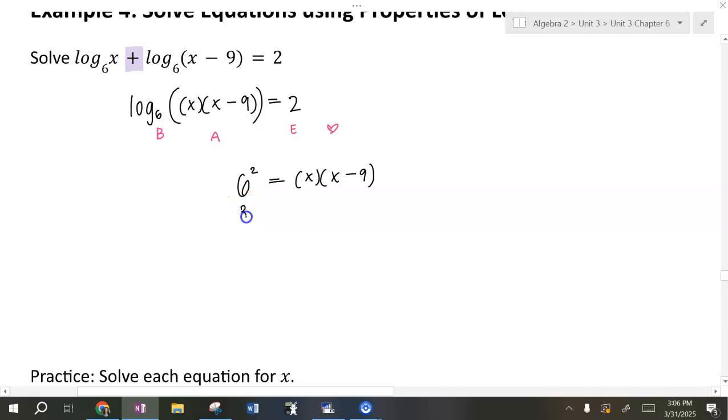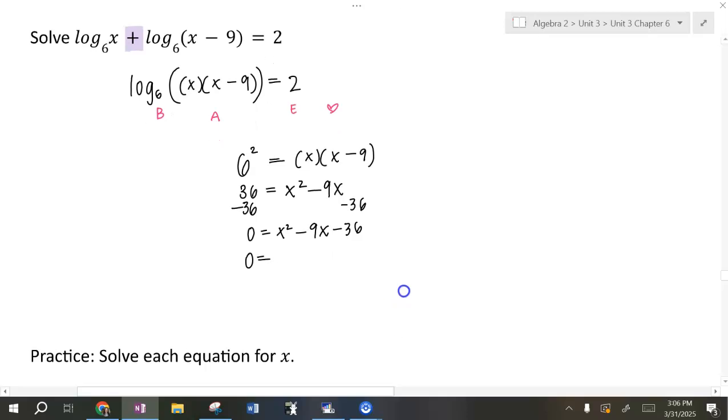Simplify this. 6 squared gets you 36. X times x minus 9 is x squared minus 9x. Now to solve this, I'm going to put it into standard form since it's a quadratic. So I have 0 equals x squared minus 9x minus 36. Then I have 4 options to solve a quadratic. I could do factoring, graphing, completing the square, or quadratic formula.